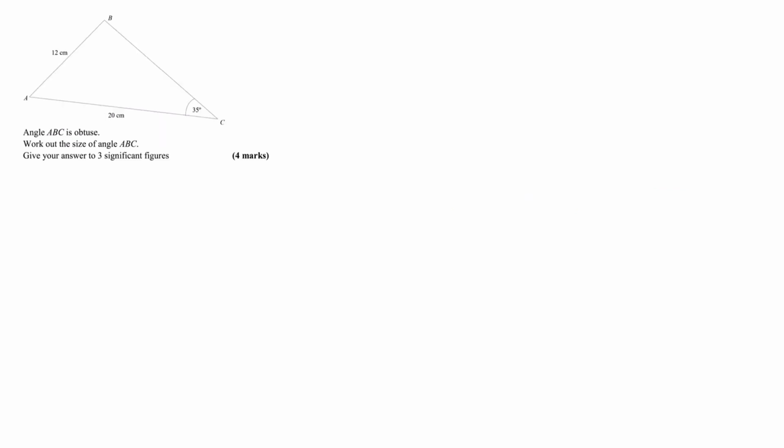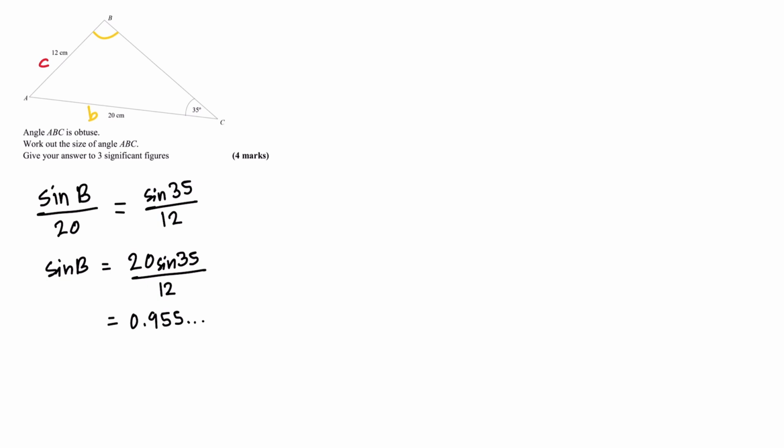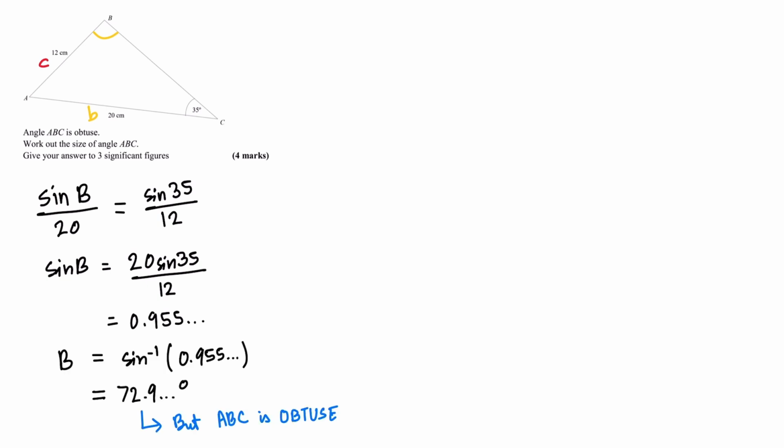This is a slightly more difficult question, and here they have already marked the A, B, and C. So what I'm going to do is just go ahead and mark the sides that we have. So we're looking for the angle B, and we have the angle C, and then we have the sides b and c. So what we want to do here is, again, sine rule. Sine B over 20 equals sine 35 over 12. So we rearrange for sine B, that gives us 0.955 something something something. And when we do the inverse sine of that, we get B equals 72.9 degrees.